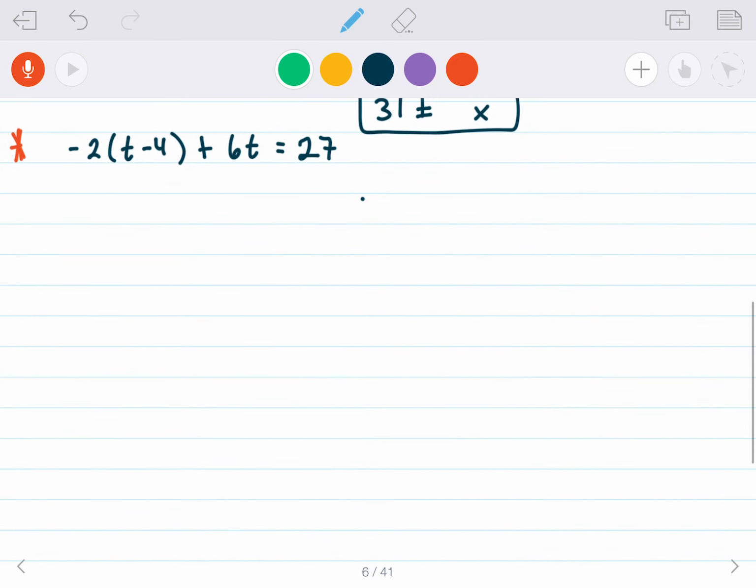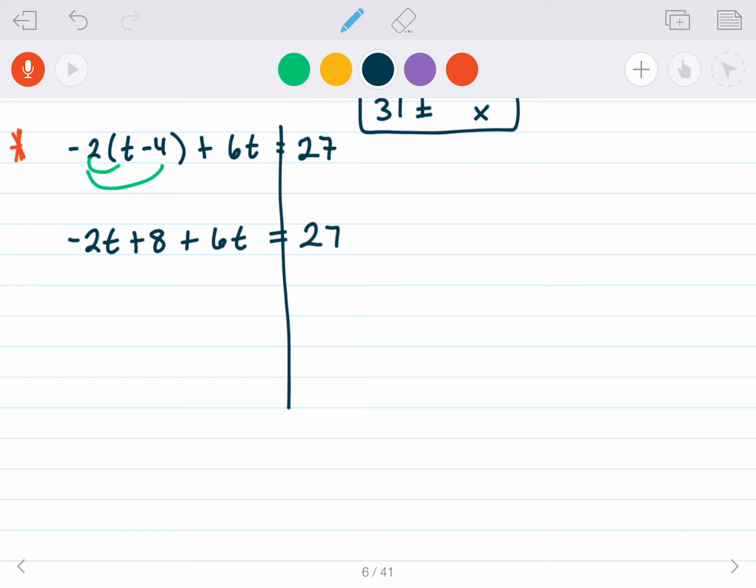So, step 1, do I have parentheses to get rid of? I certainly do. I have this one to get rid of. So, using the distributive property, negative 2 times t is negative 2t. Negative 2 times negative 4 is a positive 8. Okay, so I just got rid of the parentheses. Step 1. Now, step 2 says, if you have like terms on the same side, go ahead and combine them. Make your life a little easier.